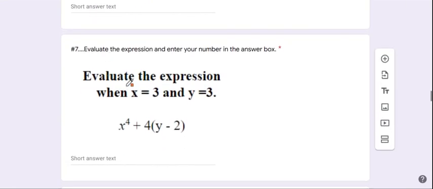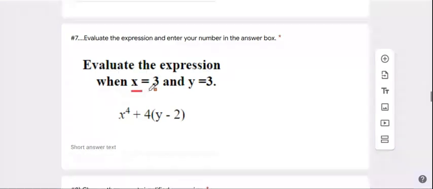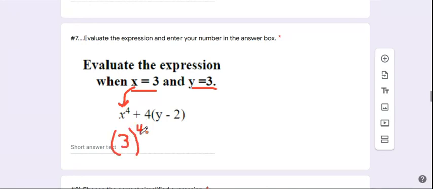Same thing here in number 7. I am told that x is 3 and y is 3. Now, when you plug in x right here, you're going to have 3 to the 4th power, okay? Now, this does not mean 3 times 4. It does not mean 3 times 4. This means 3 is multiplied by itself, or 3 is a factor this many times. So this would be 3 times 3 times 3 times 3. Okay, and you can figure out what that is.